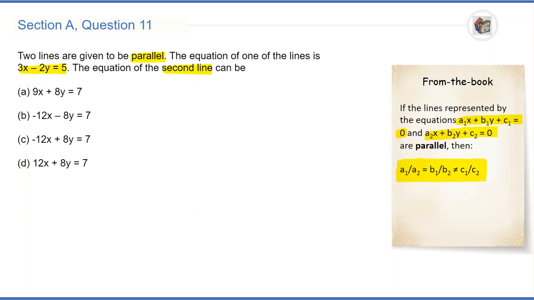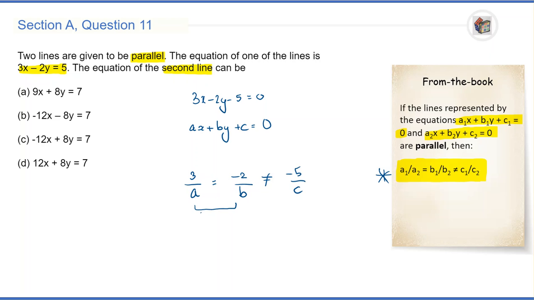Now in my case also, if it is parallel, I know one line here already. So 3x minus 2y minus 5 equal to 0, just to put it in exactly this form. The other line is, suppose, ax plus by plus c equal to 0. Then according to this condition, I should have 3 upon a equal to minus 2 upon b different from minus 5 upon c. This is what I want. Now if I work on these two pieces first, what will I see? Let's look at the choices.